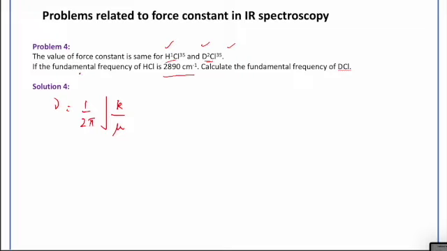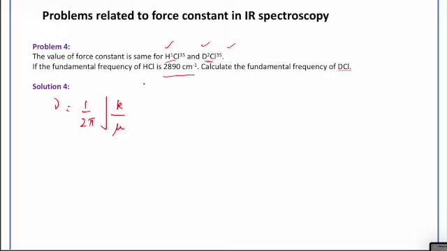Okay, so the question says the value of force constant for HCl is same as that for DCl. If the fundamental frequency of HCl is 2890, calculate the fundamental frequency of DCl. So where will we get the band of IR in case of DCl, if for HCl we get it at 2890 centimeter inverse?